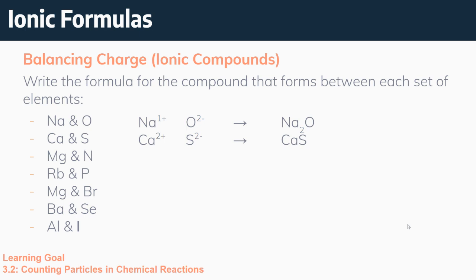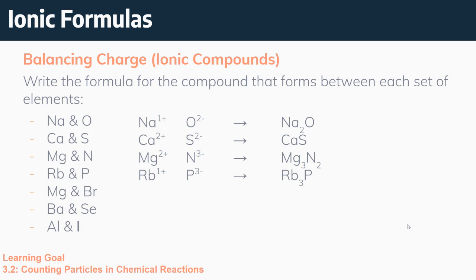Magnesium and nitrogen. Magnesium is magnesium 2 plus. Nitrogen is nitrogen 3 minus. For those charges to cancel, we would be getting them both to 6 plus and 6 minus, so Mg3N2. Rubidium and phosphorus. Rubidium is a 1 plus, phosphorus is a 3 minus, so we need 3 rubidium ions for every phosphorus ion, so Rb3P.